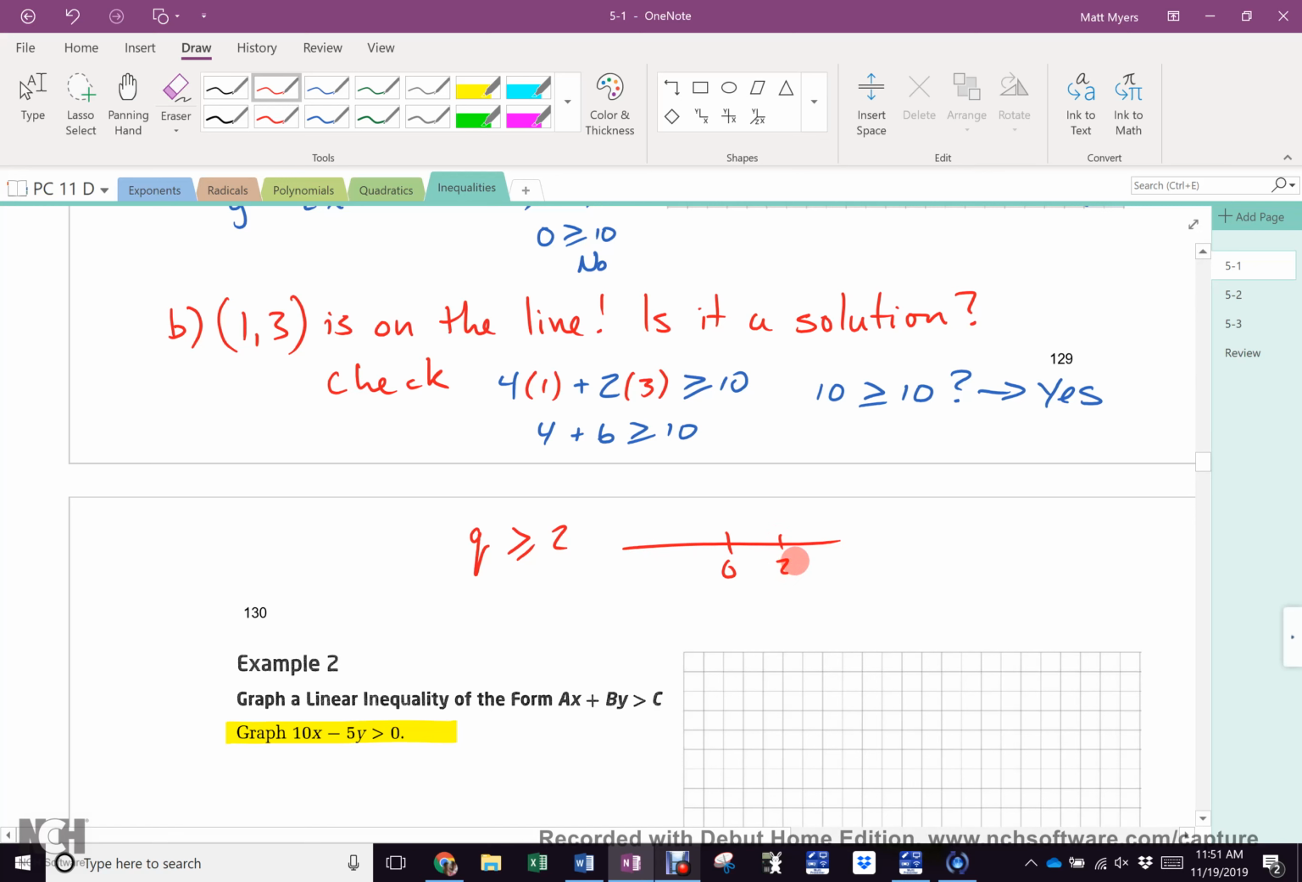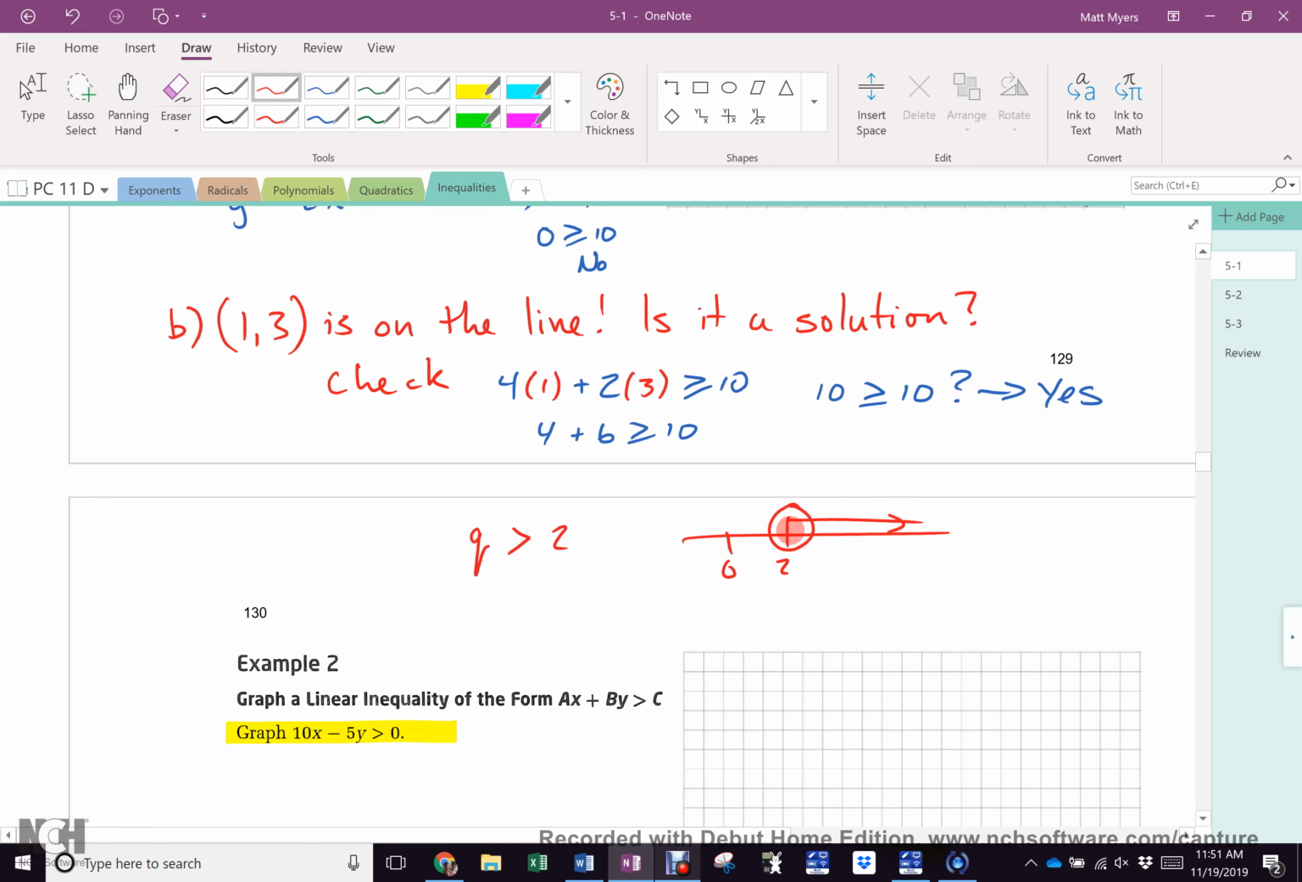I'd start at 2. I'd go that way because the letter's first. And what would I do right at 2? I'd shade in the dot because 2 would work, right? What if 2 didn't work? I got to do an open dot, right? That tells me that 2.00001 works, but 2 doesn't. We all remember that, right? From grade 9 and from our review, correct?